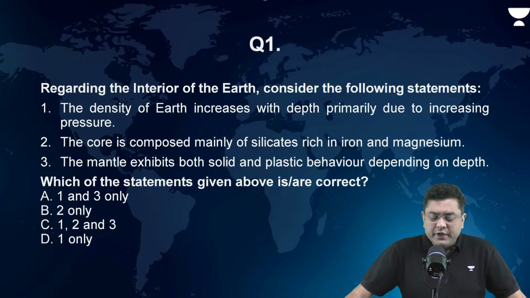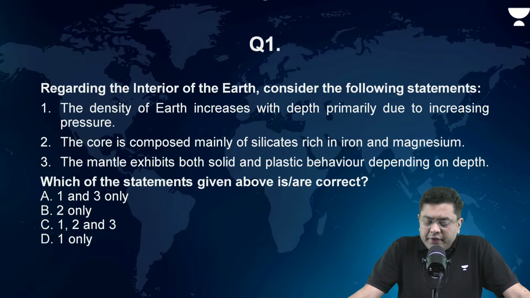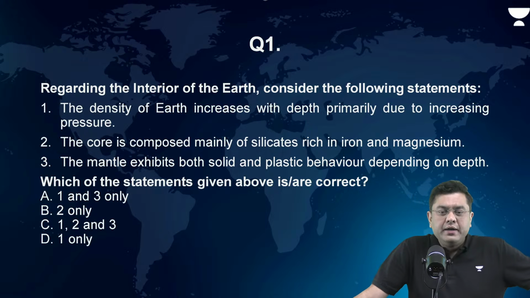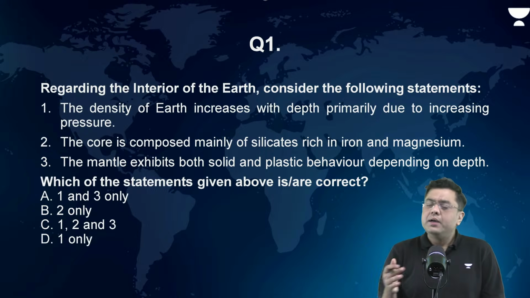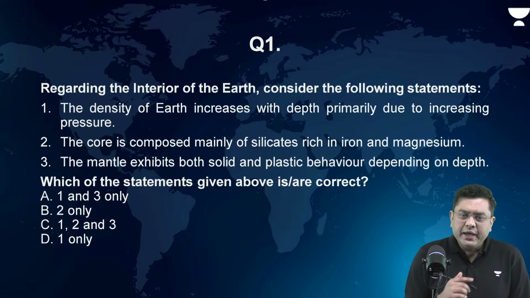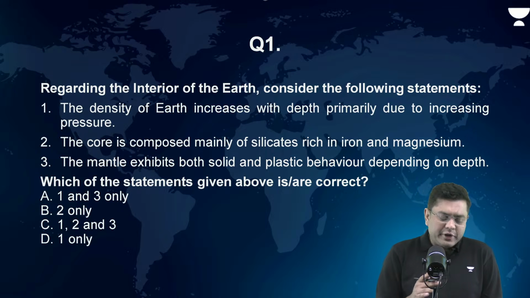Regarding the interior of the Earth, consider the following statements. One, the density of Earth increases with depth primarily due to increasing pressure. Two, the core is composed mainly of silicates rich in iron and magnesium. Three, the mantle exhibits both solid and plastic behavior depending upon the depth. Which of the statements given above is or are correct? This is a simple question associated with the interior structure of planet Earth.